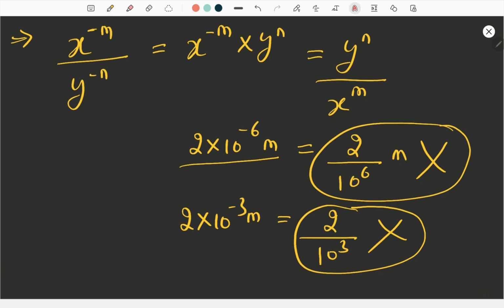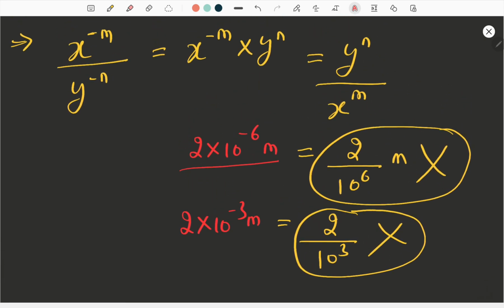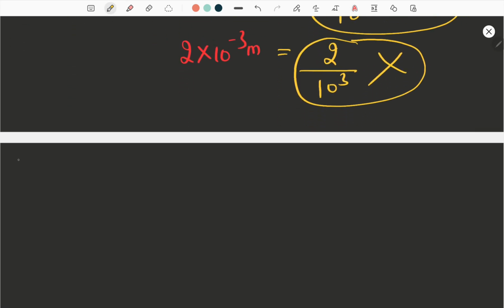So these are the proper ways, whatever I am marking red, to keep the scientific answers. Alright, I hope you are understanding what I am trying to say. All these laws of exponents, you are able to catch them. Moving forward like that, we have many laws.